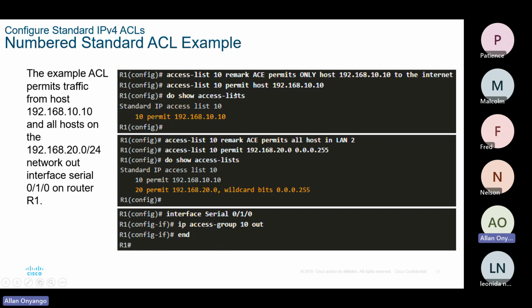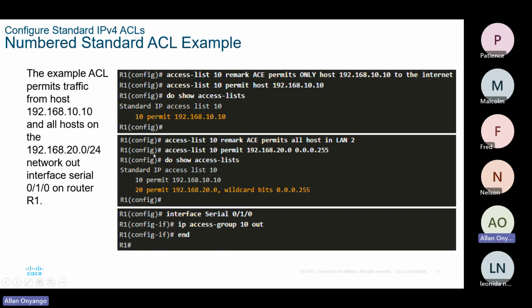If you do show access list, I want to confuse you a bit. You'll see standard IP access list is access list number 10. But the actual access list is here: 10 permit 192.168.10.10. Please do not be deceived. This 10 does not refer to the number of the access list. This 10 is what we call a sequence number. For every access list statement of either permit or deny that you put, the access list will always give it a unique number. It is given some kind of numbering system.